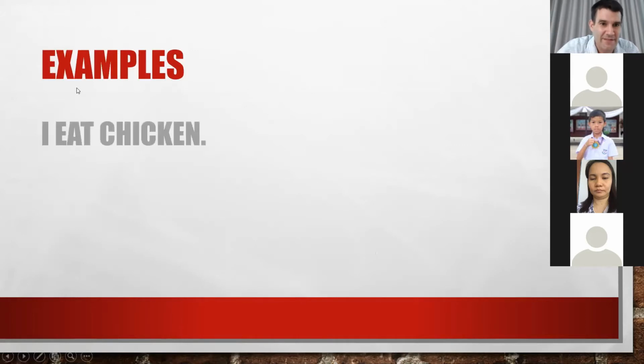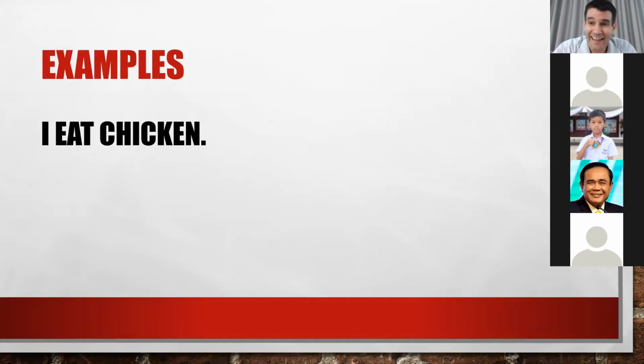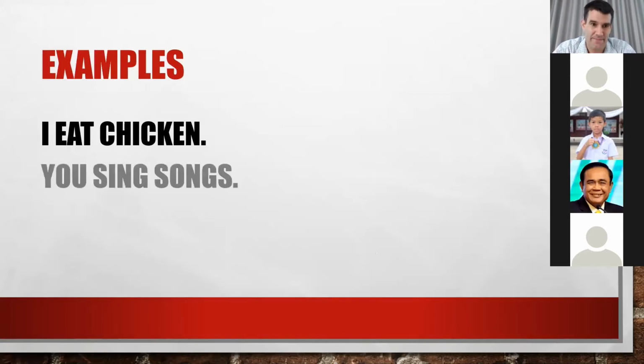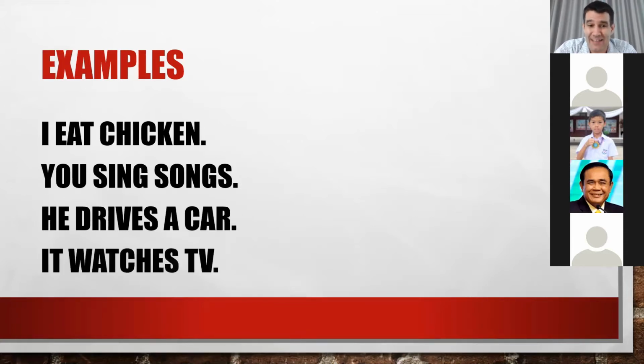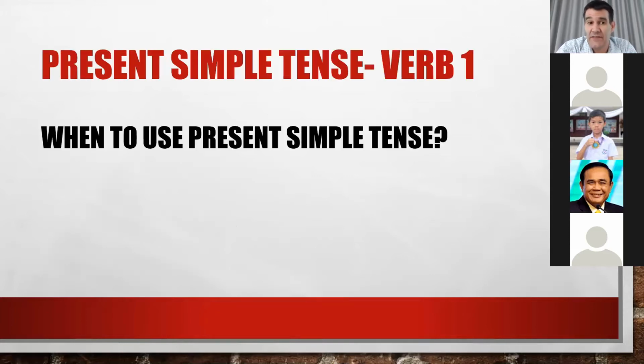Thank you. So examples of positive sentences for verb 1. I eat chicken. You sing songs. He drives a car. He, so add S. And it watches TV. It, so add S, but watch ends in CH, so we must add ES. So these are the easiest types of sentences.